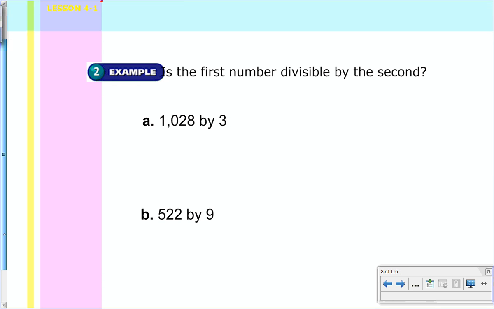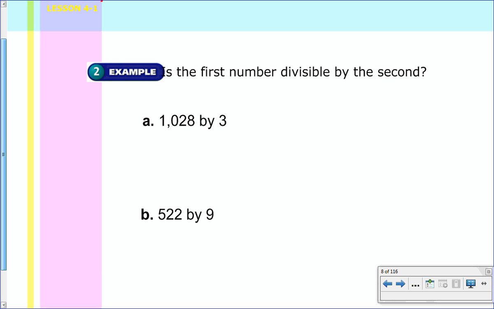Again, I want you to do all of these by yourself, and then come back. So for A, you're just deciding: 1028, if you use that rule, is it divisible by 3? And then for B, 522. So go ahead, pause me now and do those ones.